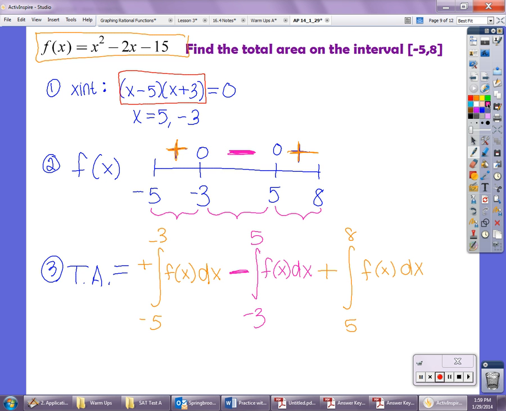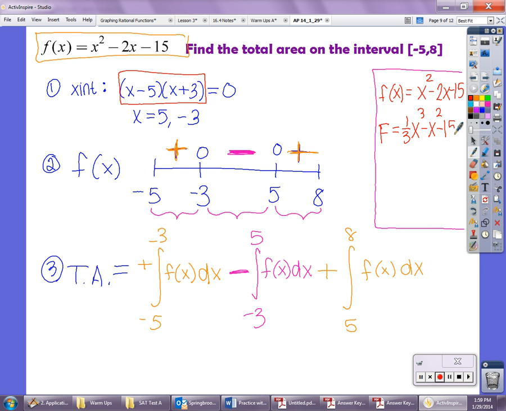So to do the problem, it would take a little bit of work, and I shouldn't have picked such large values, but we'll do it right here. I have f of x is equal to x squared minus 2x minus 15. So antiderivative will be 1/3 x cubed minus x squared minus 15x.